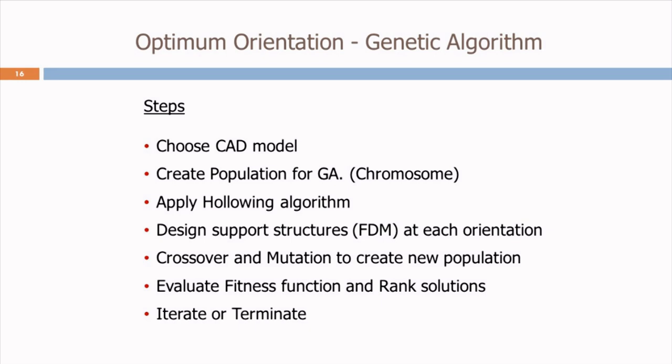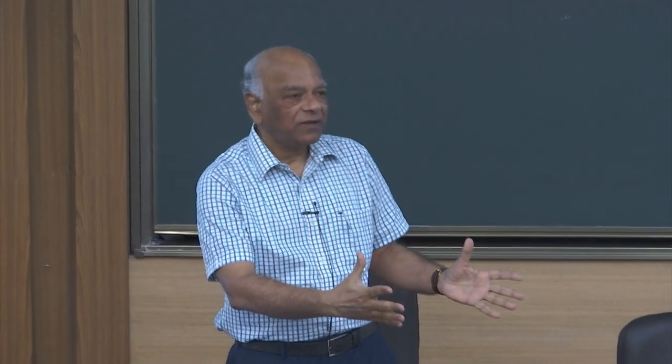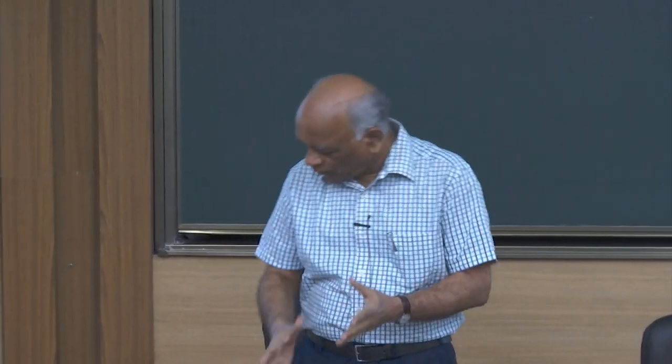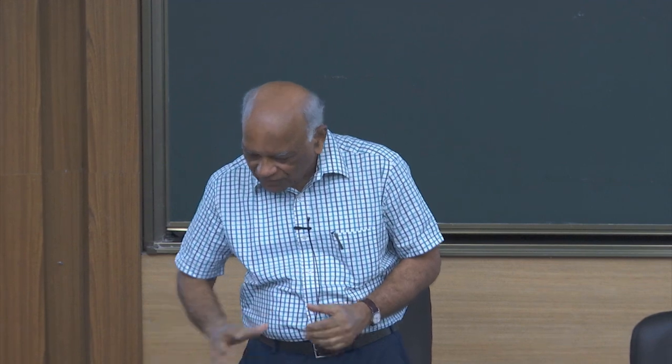Crossover and mutation create a new population, which is essentially to see that new blood is put into the population. Then you evaluate the fitness function, rank the solutions, go to the next population, and either iterate or terminate based on the criteria you have chosen. So in this way, in an evolutionary way, the whole thing keeps on determining and starts finding out the optimum orientations so that further parts are moved.